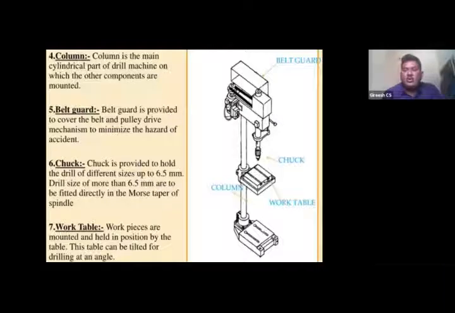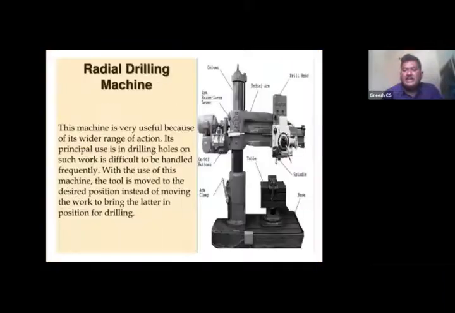So in the bench type the work table is mounted on the column, whereas here the work table is mounted directly on the base itself, and feed is also given with the help of a motor only. You see, the drill head is provided at the top. In order to give the feed, a separate motor is used. Here we will not provide manual feed. Here also power feed, a motor driven mechanism, is used to give the feed.